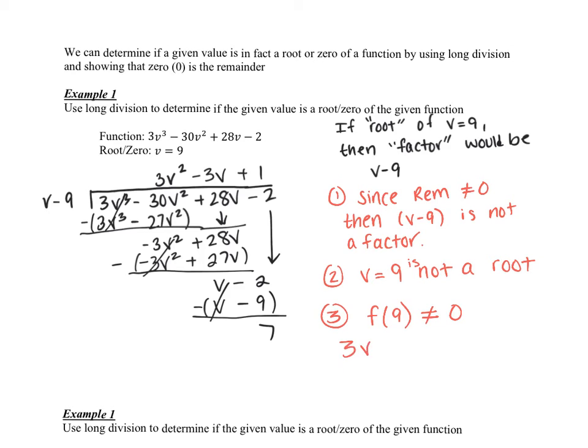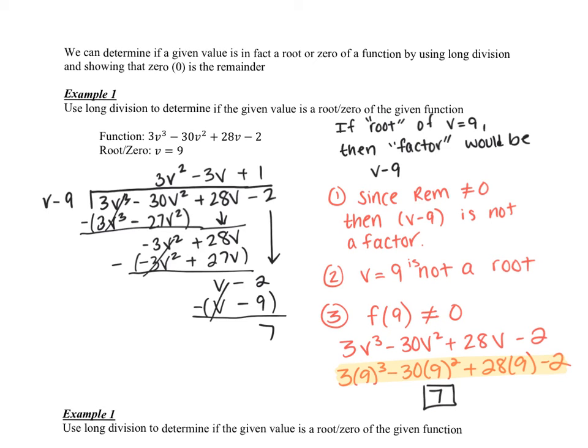So we've got 3v to the third minus 30v squared plus 28v minus 2. So if I were to plug in 9, I want to see what I would get. So take a couple minutes, plug this into the calculator, just the way you see it, with parentheses and everything, and then hit resume when you're ready for the answer. Okay, so when you plugged it in, you should have gotten 7. Now, 7 should be ringing a bell to everybody here. You should be recognizing that this 7 and this remainder are the same thing.